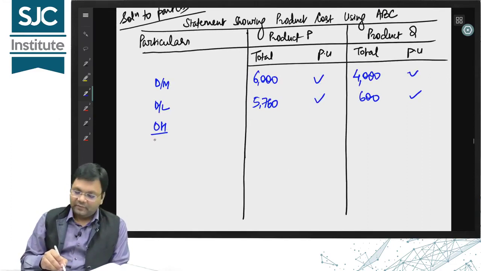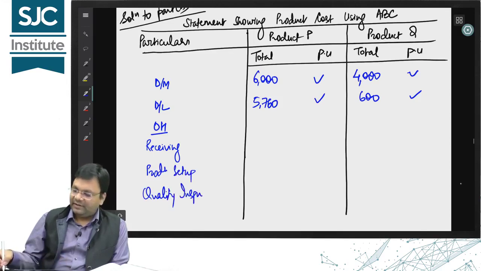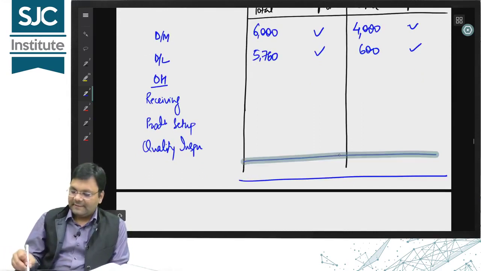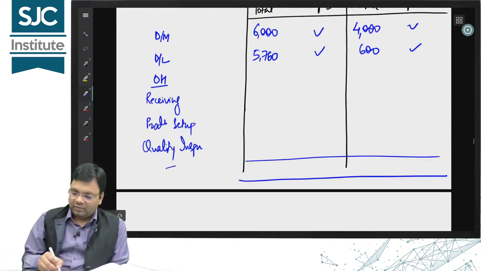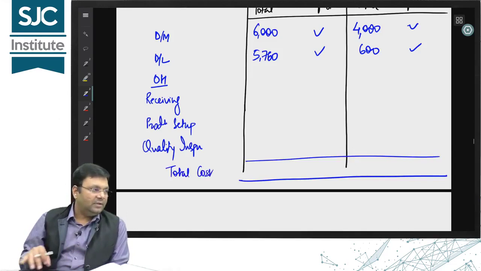Next we have overheads. As you know, there are three activities here: receiving, production setup, and quality inspection. For these three, we don't have the rates available with us. So we need to do some working notes to find out the rates and then the cost. Then the total cost will come.